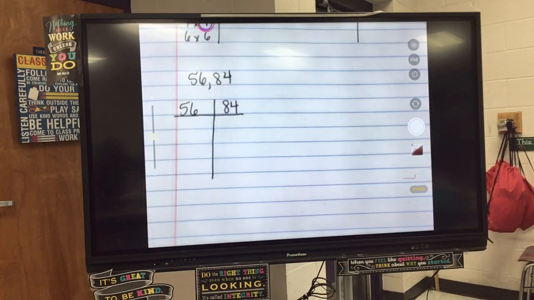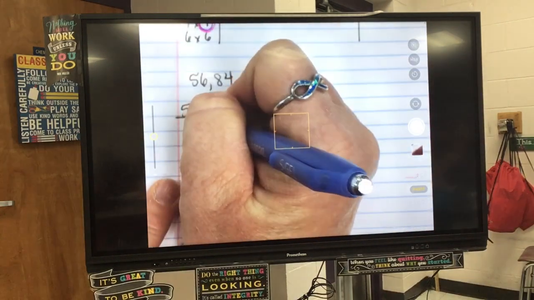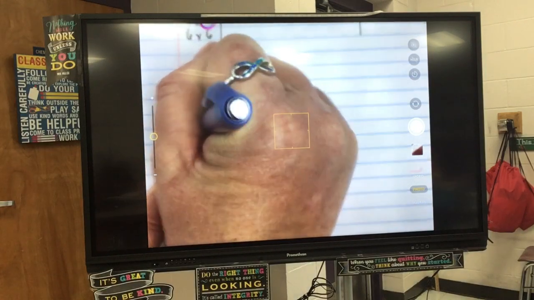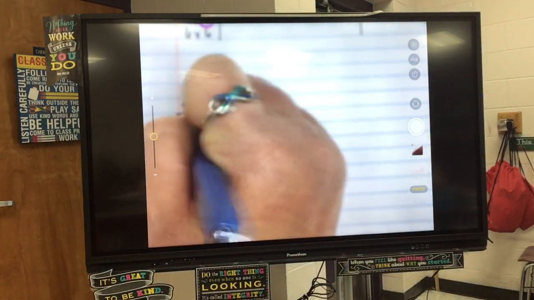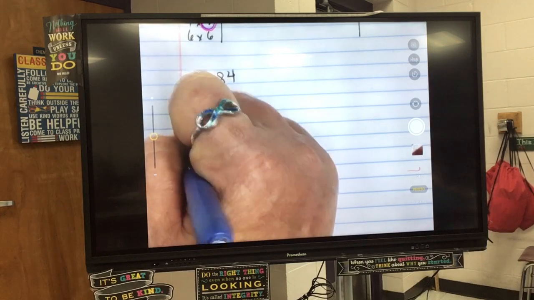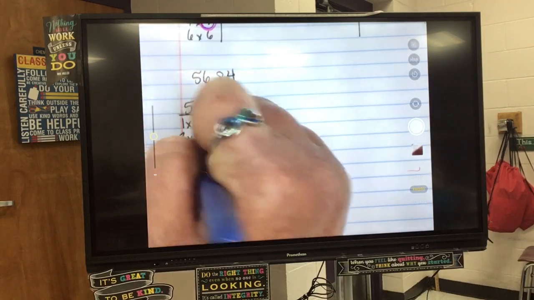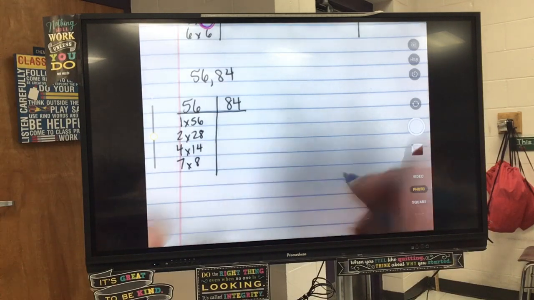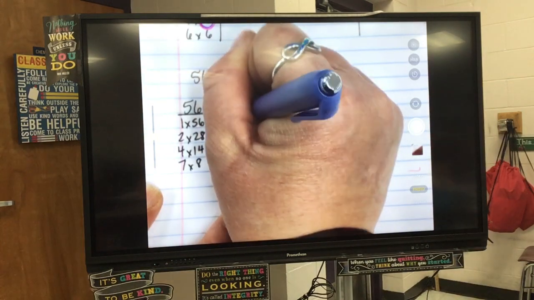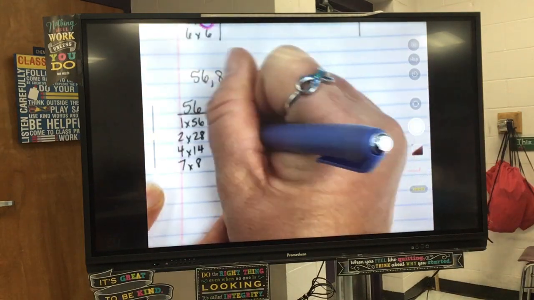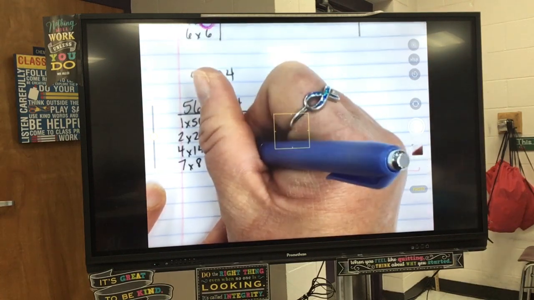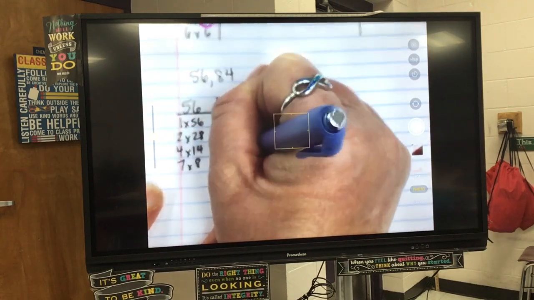What are our factors for 56? Bryson. Okay. Thumbs up if we agree. All right. Factors for 84. So obviously, we know that it is 1 times 84. We know that it is 2 times 42. But did we know that it is 3 times 28?